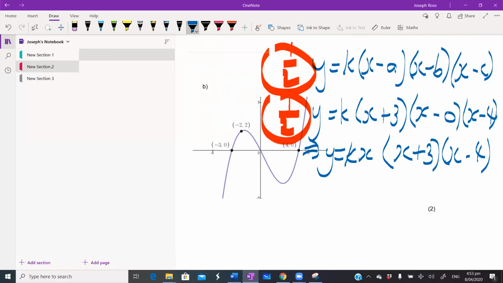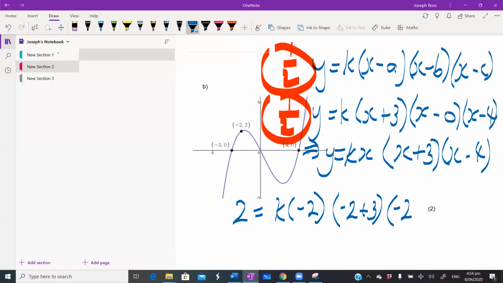mark here. Okay, so to get the value of k, what we need to do is substitute in any other point other than any of the x-intercepts. And for this graph, the other point that we are given is the point (-2, 2). So if we put that into your equation, we get 2 is equal to k multiplied by x, which is -2. And then we've got -2 plus 3. And then we've got -2 minus 4.